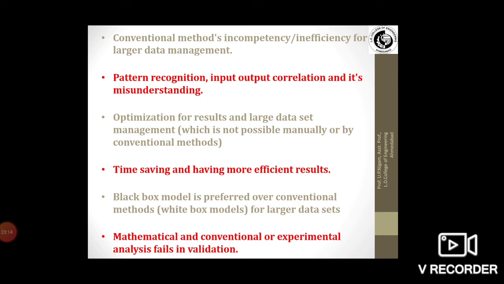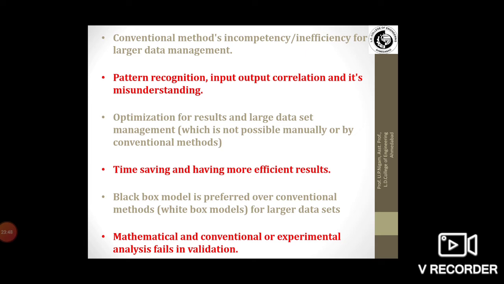Pattern recognition is there, input output correlation can be done. Then third is optimization for the results and data set management. Then time saving and having more efficient results. The soft computing techniques are also known as the black box model, because the pure logic behind it, the pure technique behind it, even we don't know, or even the software doesn't know, but it gives us the results, and those results are very accurate and precise and as good as the experimental results.